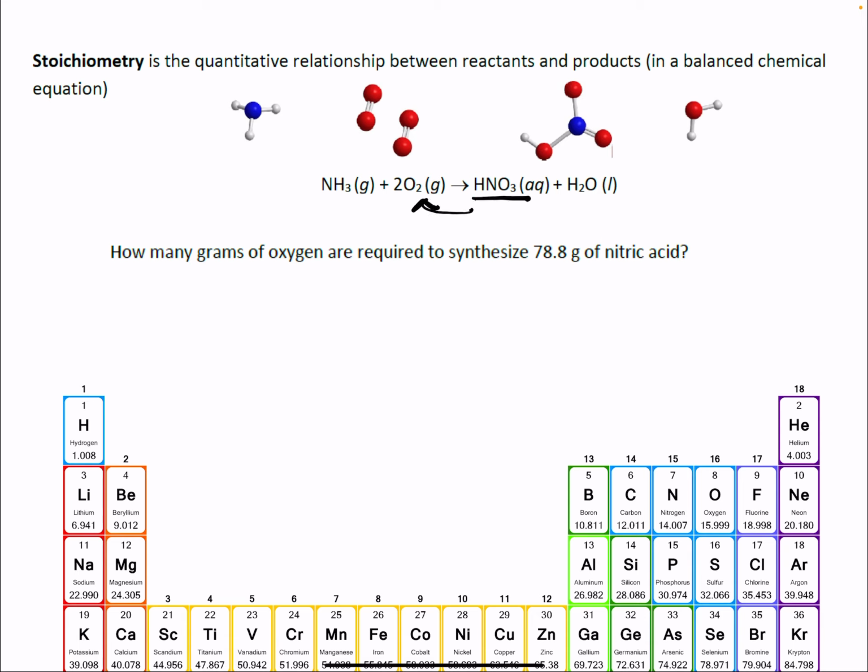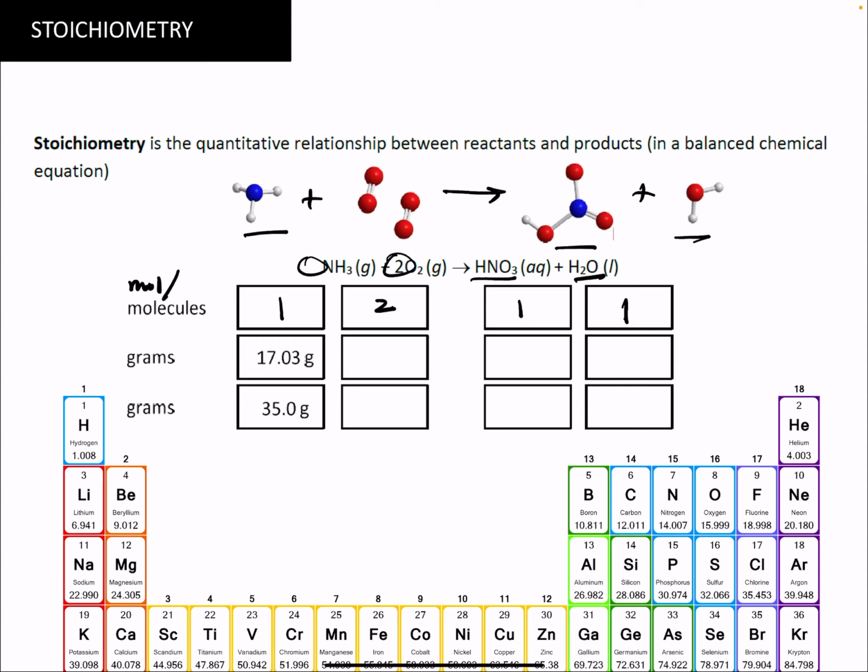Oh, yes, I do have these numbers. All right, so we already did this, but we're doing it again. How many molecules or moles do we have? 1, right? There's an invisible 1. There's 2 of these, 1 of these, and 1 of these. So it's 1 to 2 to 1 to 1 in terms of molecules or moles, right? They're both proportional. Grams, 2 moles of O2 is 64 grams, right? Nitric acid, we said, is 63.02 grams, and water is 18.02 grams. All this is from the periodic table. We've added it up already.